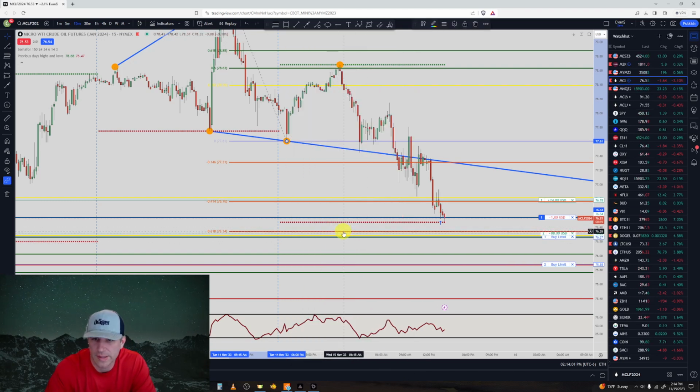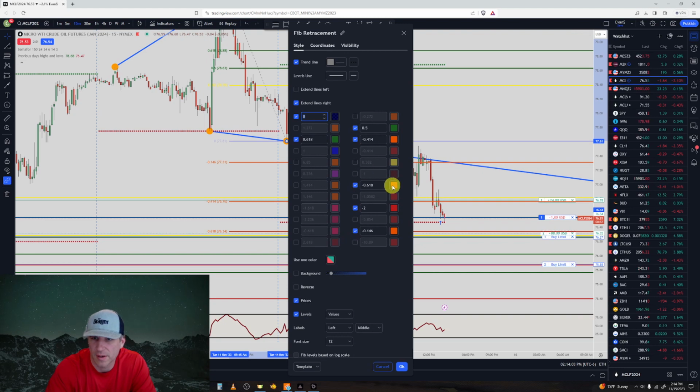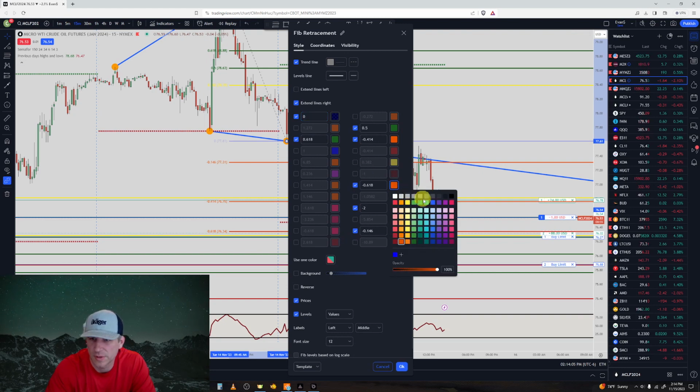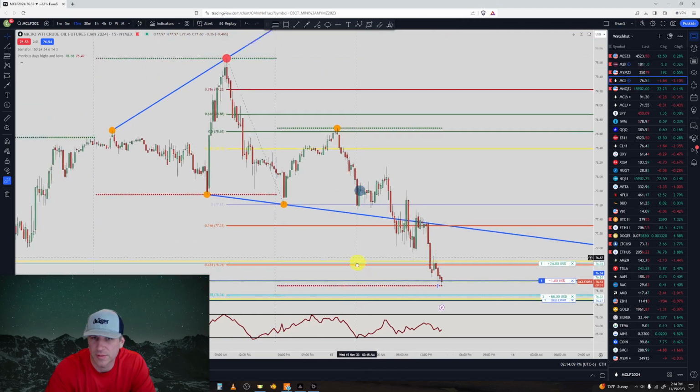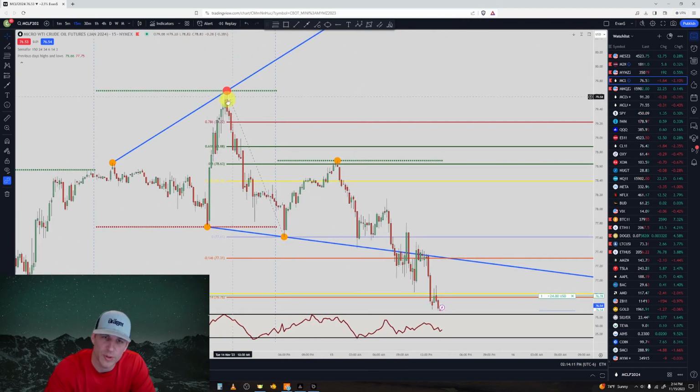See right there, that's getting pretty close to getting hit. If that is truly going to be the exit for this setup right here in oil, make that easier to see. See that? You got that. Here's the swing high, swing low, swing higher high, swing low. You just wait for a break.